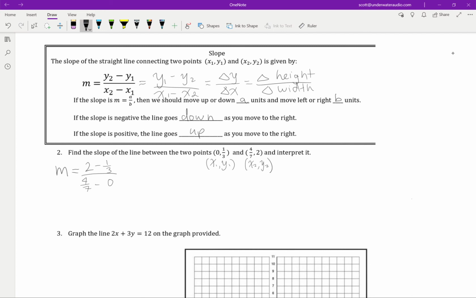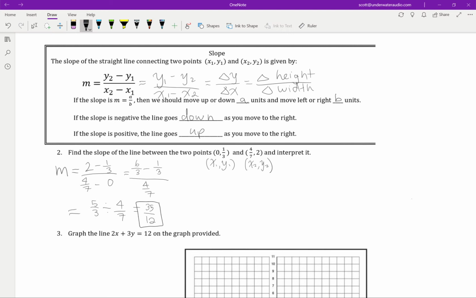So this is kind of tricky. There's a lot of fractions here. When I subtract fractions, I make the denominators the same. So I'll rewrite 2 as 6/3. So I have 6/3 minus 1/3, and then 4/7 minus 0 is just 4/7. On the top, 6 minus 1 is 5, so I get 5/3. Then I'm going to divide that by 4/7. So 5 times 7 is 35, and 3 times 4 is 12. Okay, so I get 35 over 12.